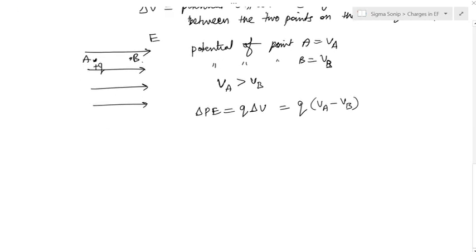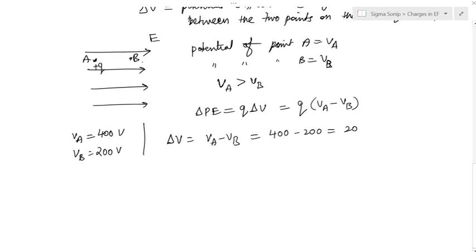So one simple example we can look at. Suppose I have these values here. VA is equal to 400 volt and VB is equal to 200 volt. Then delta V is equal to VA minus VB, which is 400 minus 200, which is equal to 200 volt. So the potential difference between point A and point B is equal to 200 volt. And now I can find out the change in P and K of different charged particles.